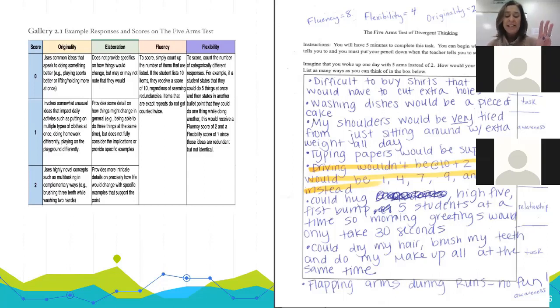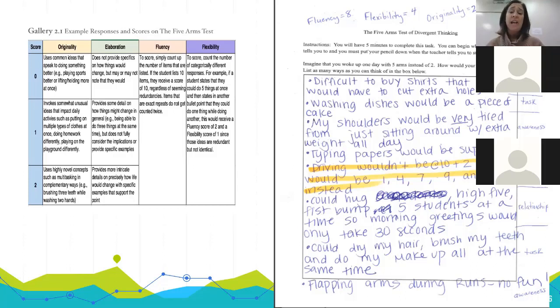Driving wouldn't be at 10 and 2. It would be at 1, 4, 7, 9, and 11. That's a task. They're driving a car. It would change. Next one, I could hug, high five, bump fist 5 students at a time, so morning greetings would only take 30 seconds. That's a relationship. So there's where I got the 4 on my rubric, showing that she had 4 different flexibility categories in her fluency, which is her list of responses.